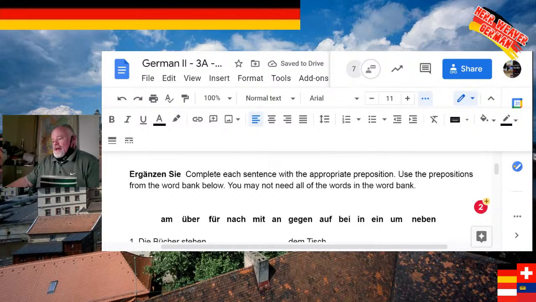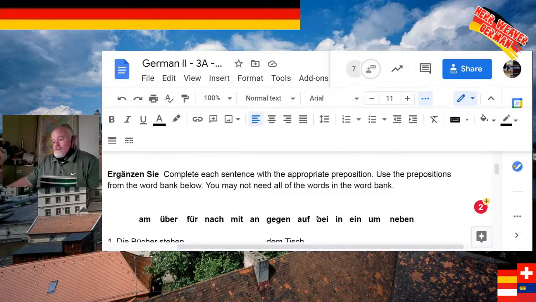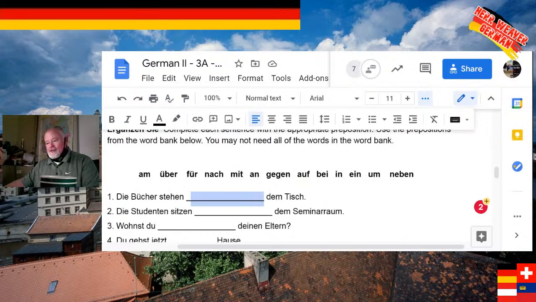Okay, now we have the next one, number one. Think about it though. Tisch is a table, right? It's horizontal. So what preposition do we use with things that are on a table? We have am, über, für, nach, mit, an, gegen, auf, bei, in, ein. What would it be? Auf. Auf, ja. Die Bücher stehen auf dem Tisch.